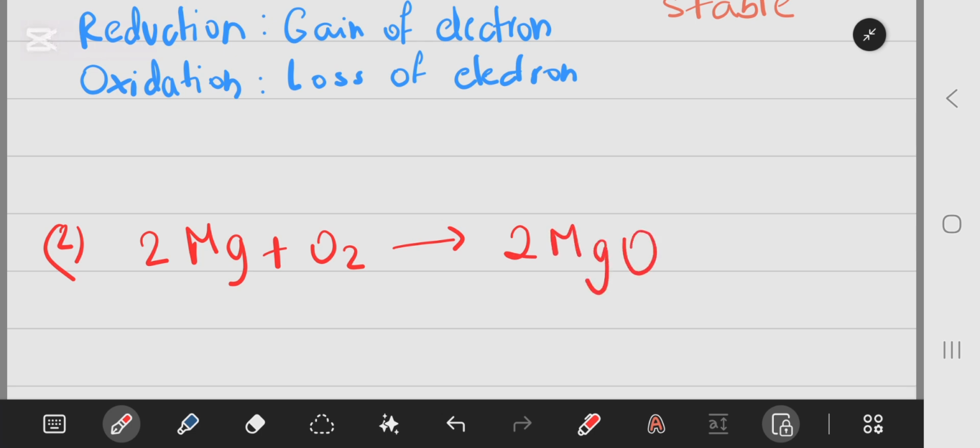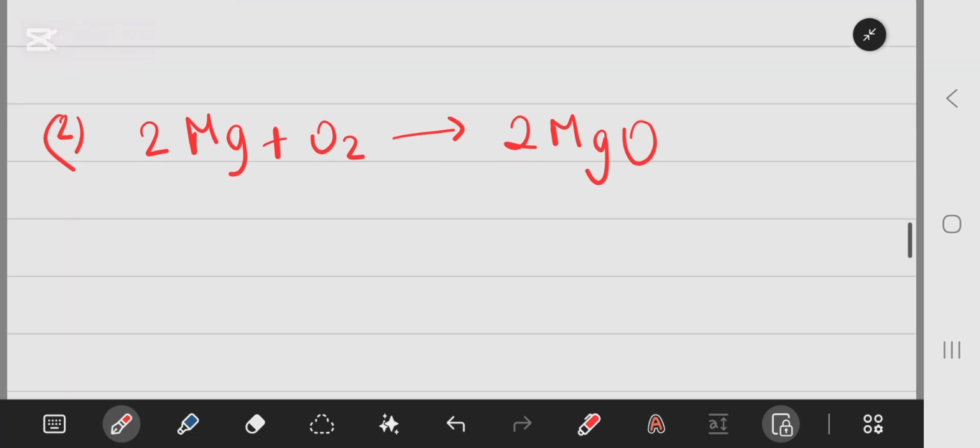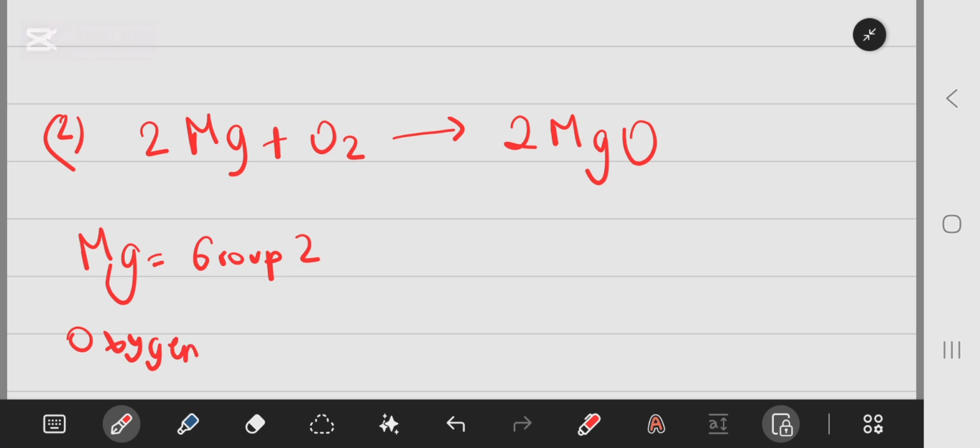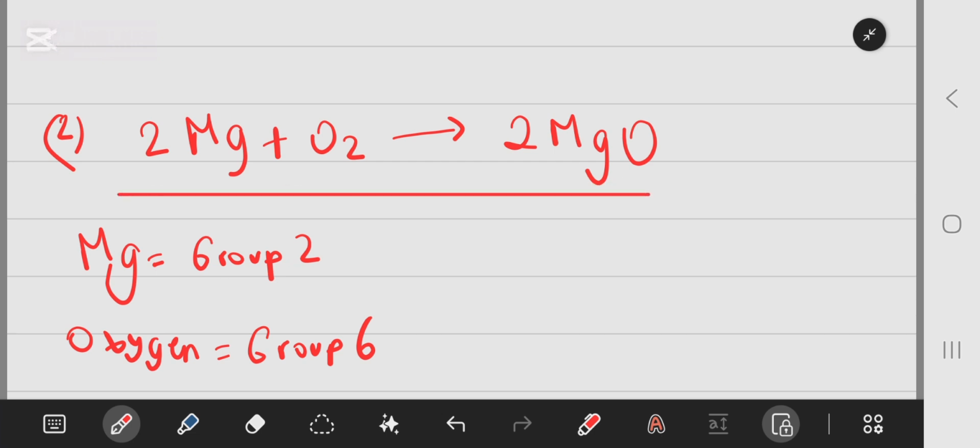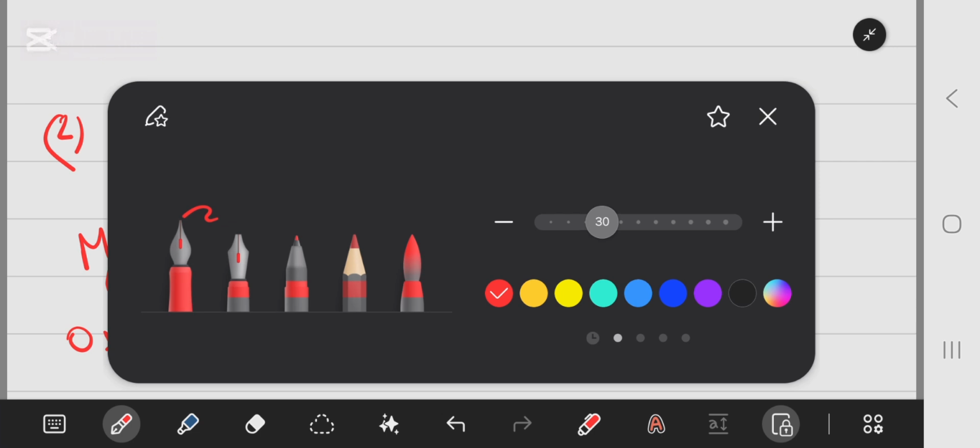So I would like you to please do this by yourself. I will give you the primary information. Magnesium belongs in group 2 and oxygen belongs in group 6. Please pause the video and solve this for yourself, and identify what you think is being oxidized and reduced in this reaction. Alright? Okay, so let me solve it.